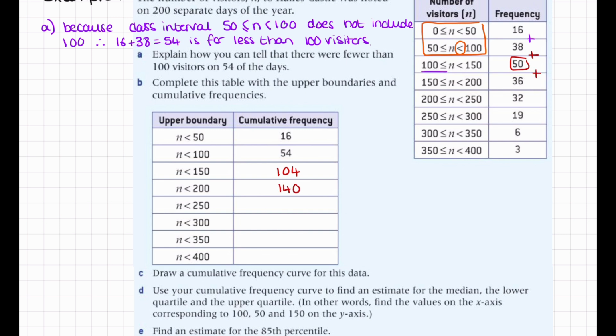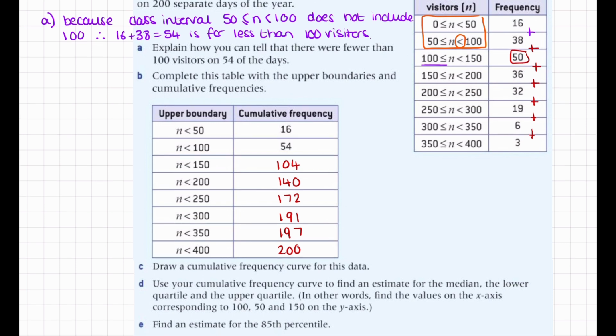So we just add every number from the table, and we accumulate all the numbers together until we should end up with 200, which we were told in the question there was 200 days. So you just keep on adding all the numbers from the table until you get to the end.